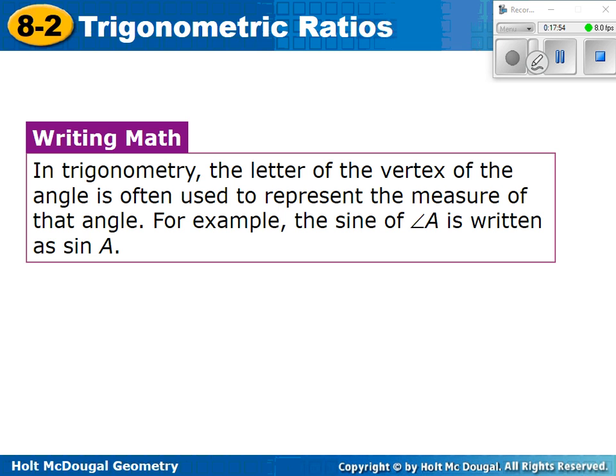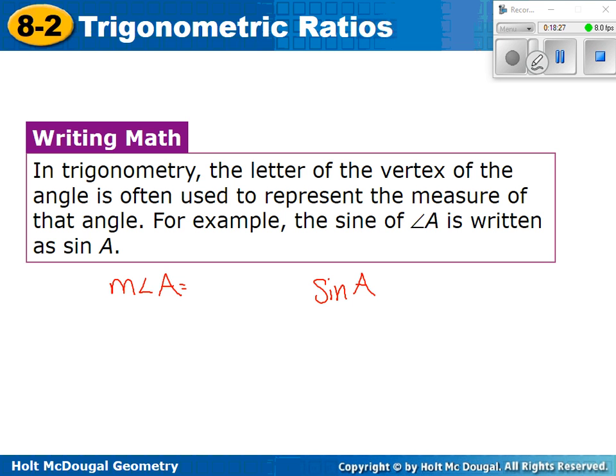This is important here, so look at this little slide. In trig, the letter of the vertex of the angle is often used to represent the measure of that angle. I've been very picky that you write things like this, measure of the angle equals. But when you write it in trig, you're going to write sine, and then you just put the letter. So instead of putting sine angle A or sine of the measure of angle A, you just put sine A, where A represents the angle measure.